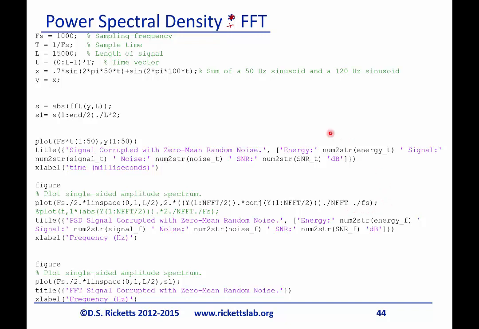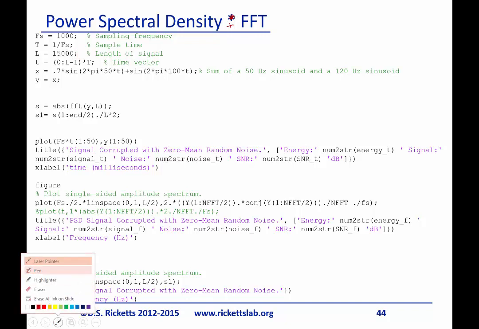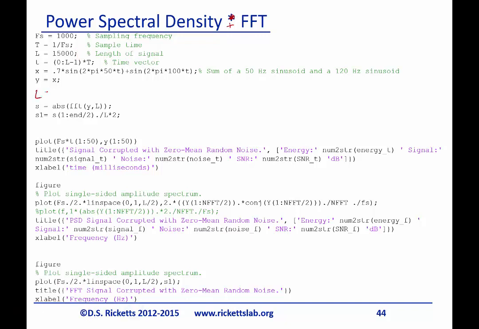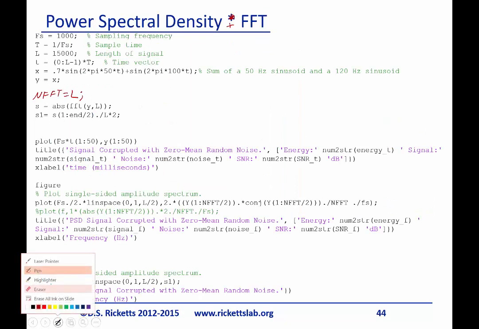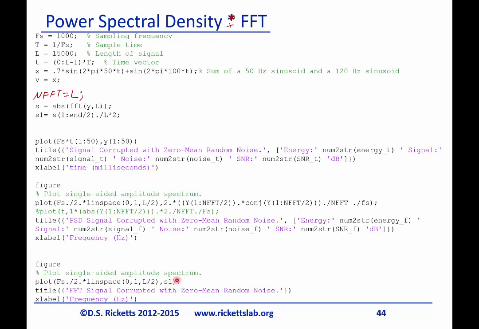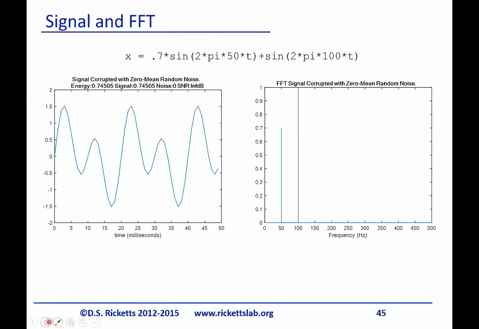And in this problem, n FFT is equal to L. Let me just write that out specifically so there's no confusion. N FFT equals L. The reason you don't see it on the screen is I've cut out a little bit of the code that I have used for this. And then finally what I'm going to do is plot the FFT, which is S1. If you go up here, you can see S1 is just strictly the FFT directly. So let's take a look.